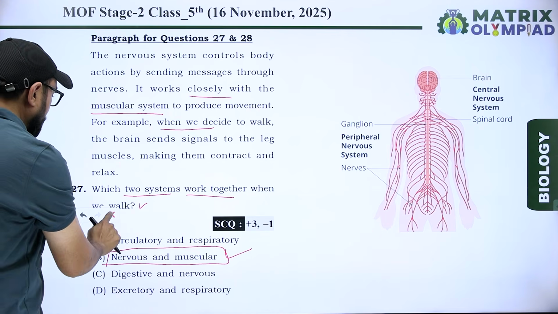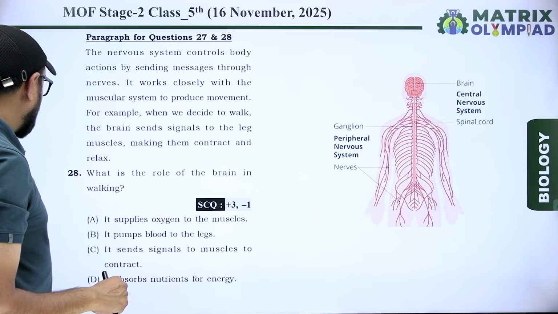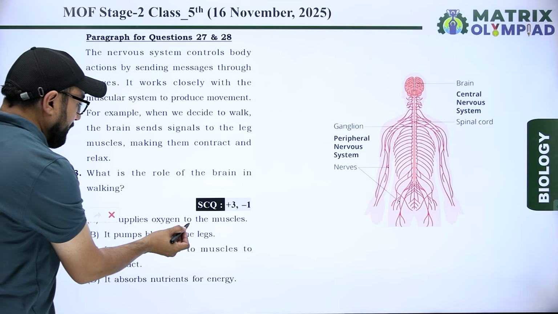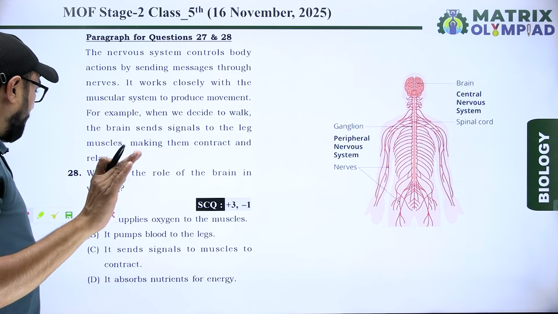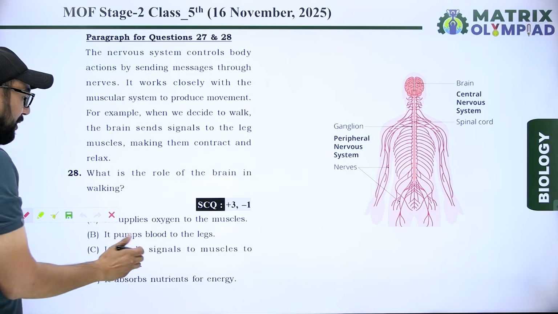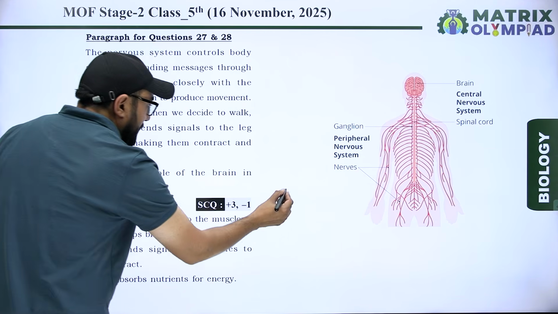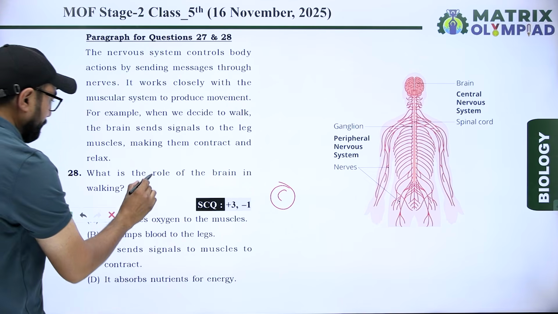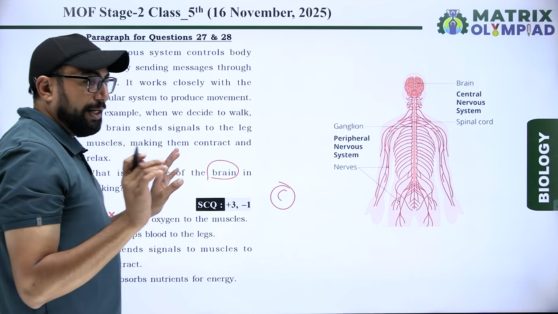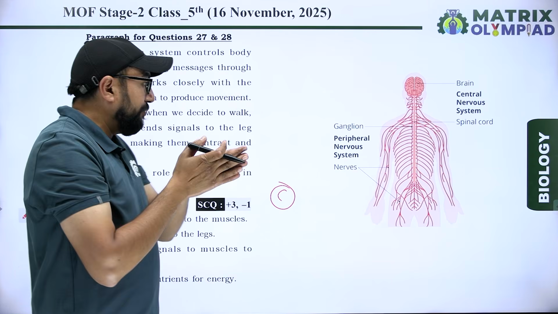Next, what is the role of brain in walking? It supplies oxygen to the muscle. It pumps blood to the leg. It sends signal to muscle to contract. Option C is right because brain gives command to the limbs. Signal is provided to the limbs when we walk.